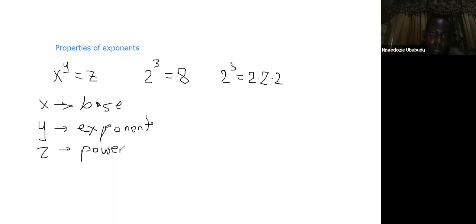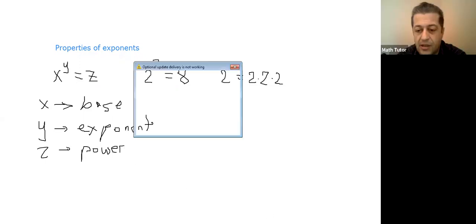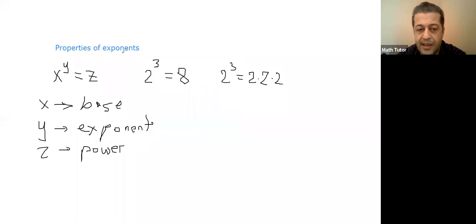Now, these are the basic things about exponents and powers and bases. So numbers are written in exponential form. But now I'm going to explain some properties when we have 2 or more operations to do with exponential numbers.